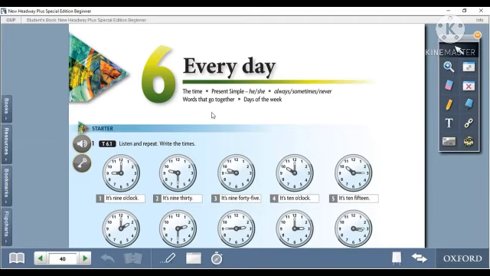Then we are going to talk about words that go together, and this is a very interesting part. The last part is going to be about days of the week. Okay, let's start.